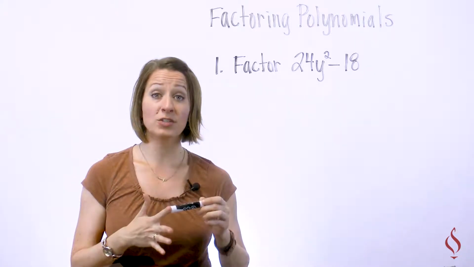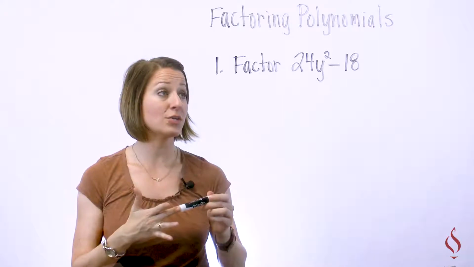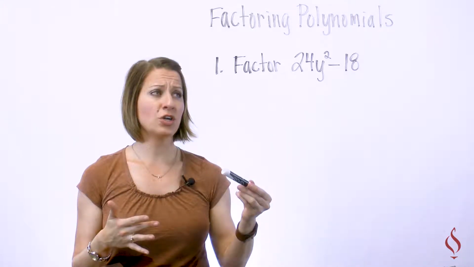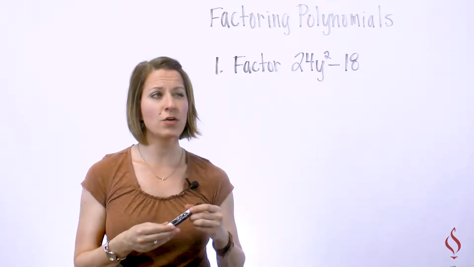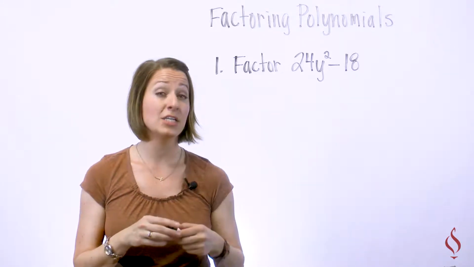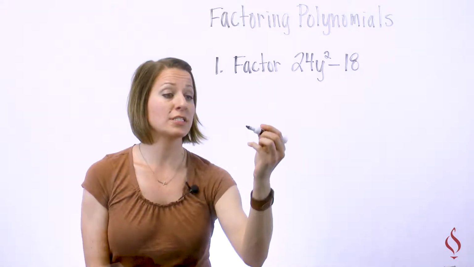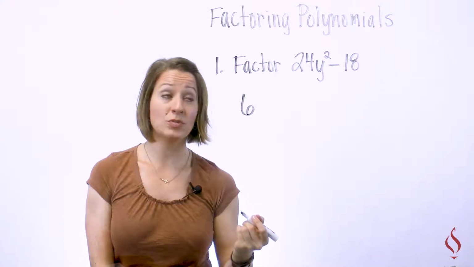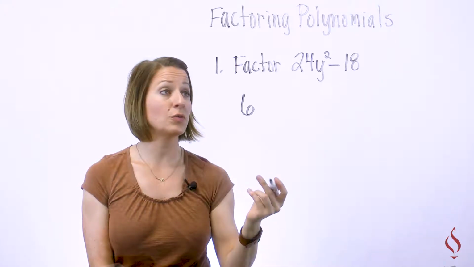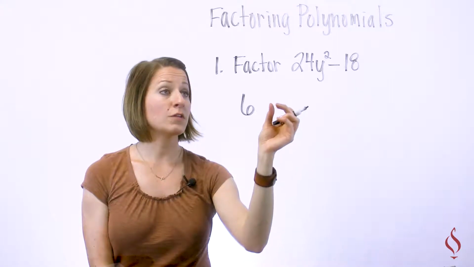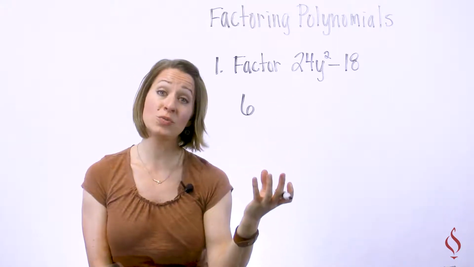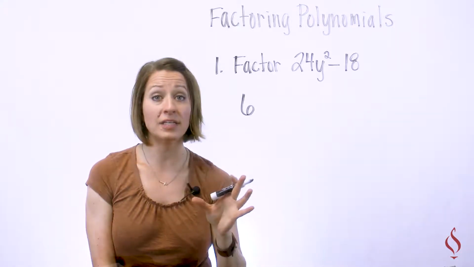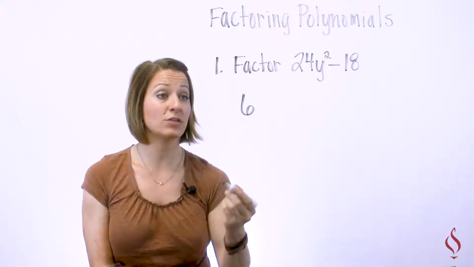6 is a factor of 24, and 6 is also a factor of 18. Then we could continue to go further, but 12 goes into 24, but not into 18. So I think 6 is our greatest common factor. It's also important to look at the variables, but in this example, the first term has 2 y's, the second doesn't have any y's, so they do not have any in common. So 6 is our number.